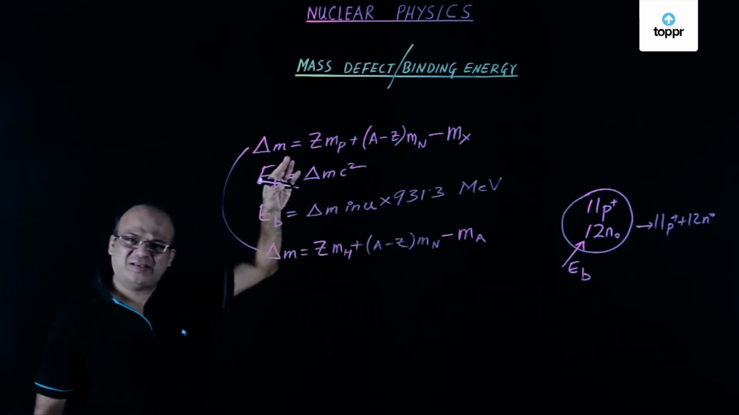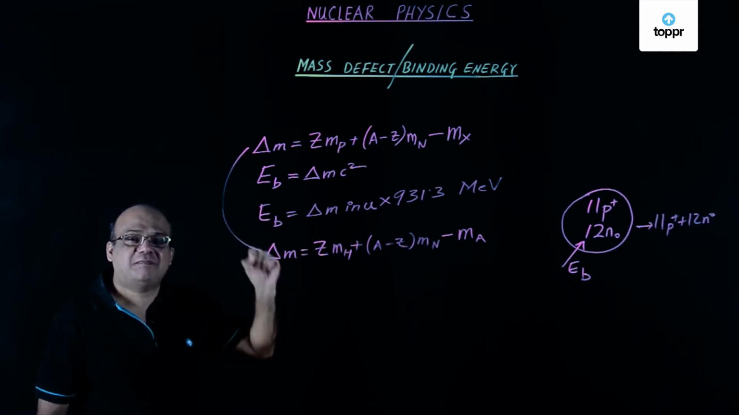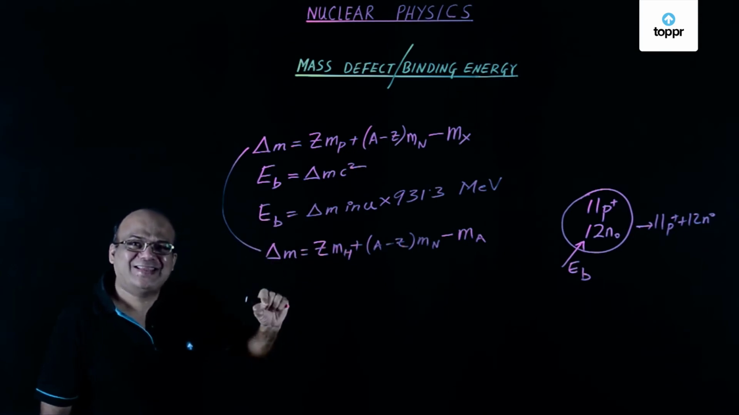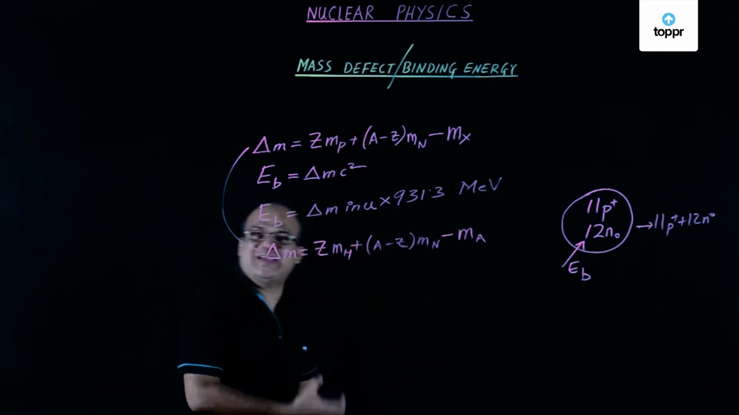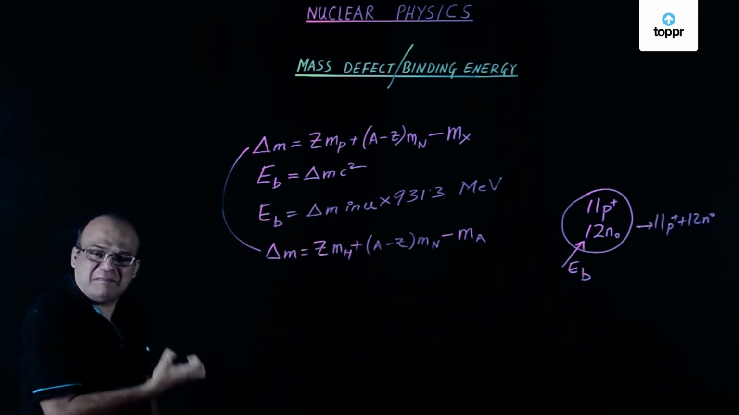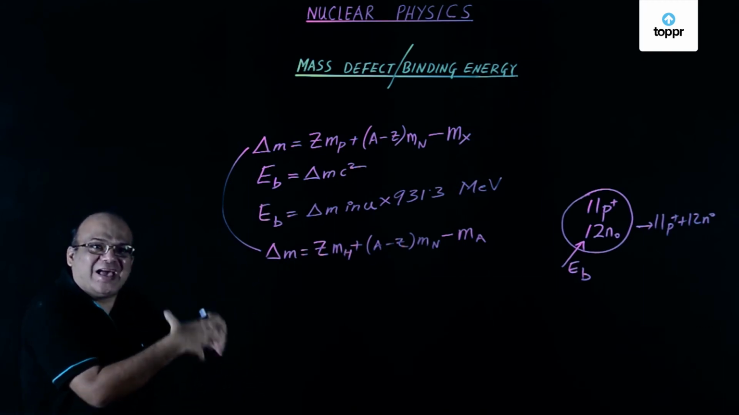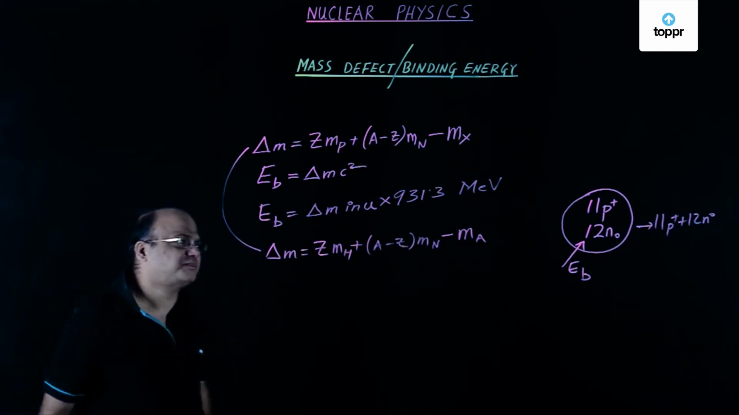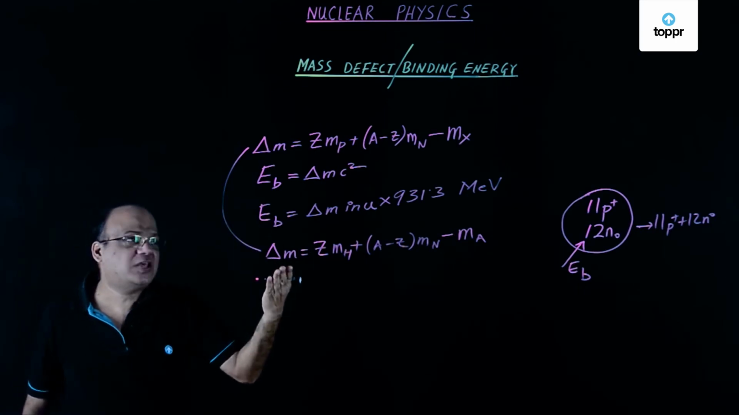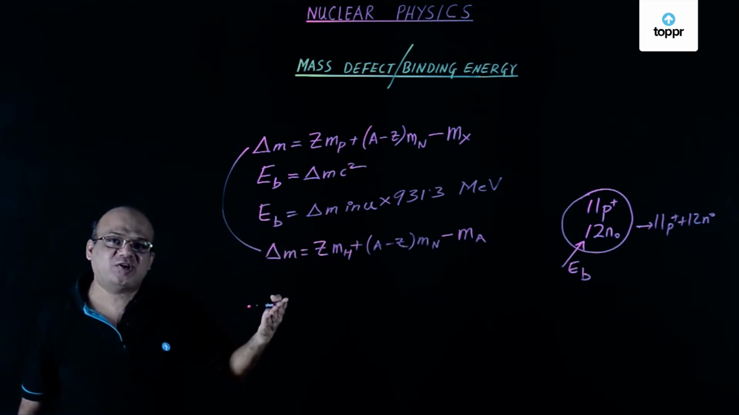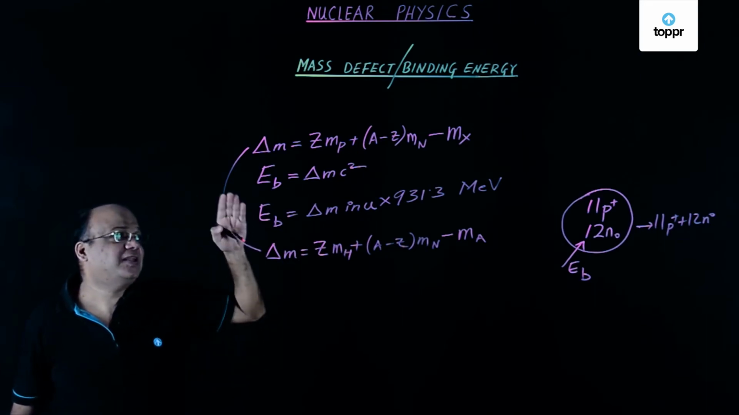There is some error in doing this, but we can neglect it for the time being. So this is how we will calculate mass defect: Z into mass of hydrogen atom plus (A minus Z) into mass of neutrons, minus the mass of the stable atom, that is, the mass of the nucleus along with the electrons. This will give us the mass defect. And when the mass defect is in U, we can multiply that by 931.5, and that will give us the binding energy in MeV.